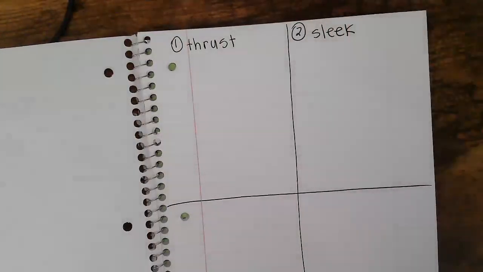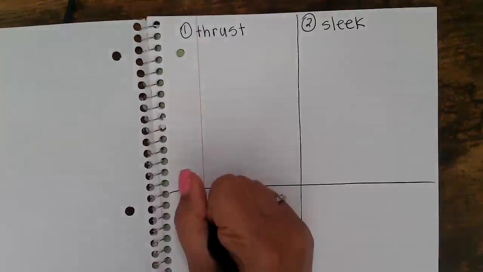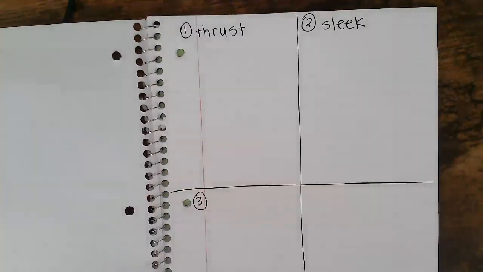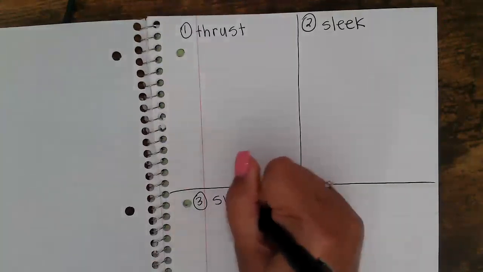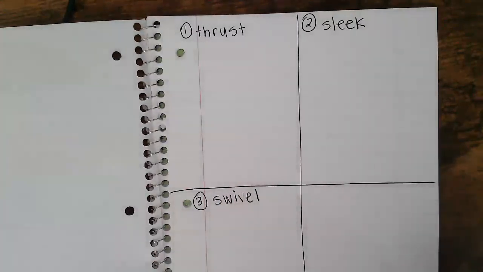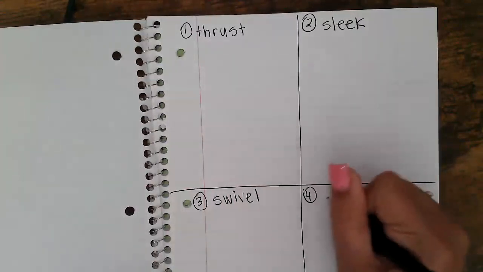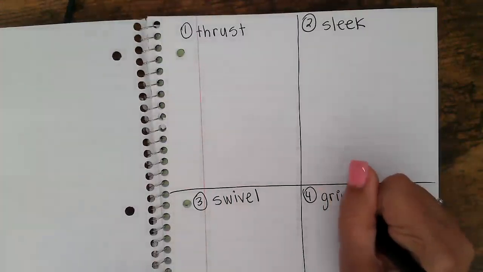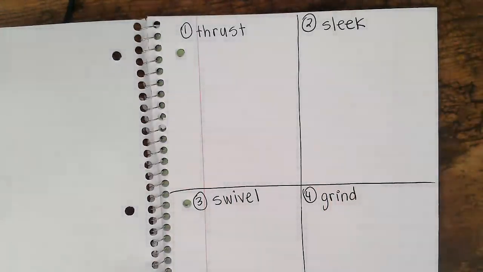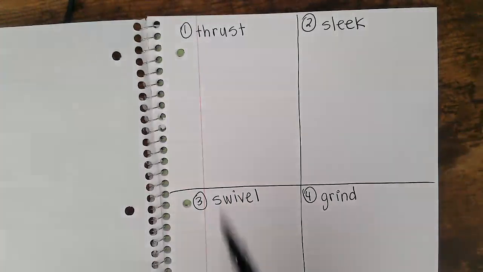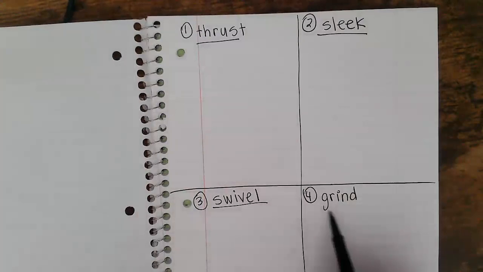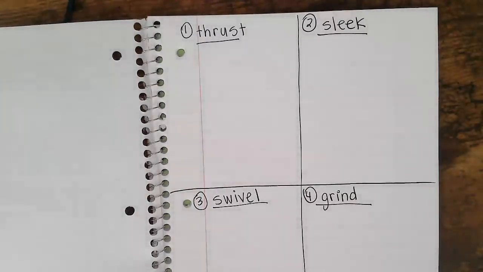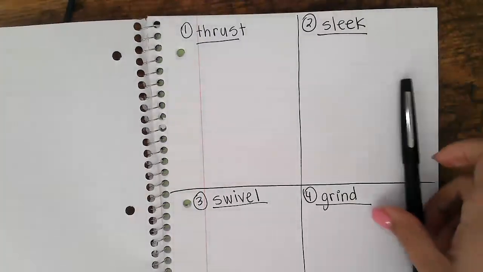Sleek. I want number 3. This is going to be for pictures. That's why there's some space. Swivel. I like that word. I'm in a swivel chair right now. It moves around. And number 4, grind. Thrust, sleek, swivel, grind. Excellent. So now I'm going to go ahead and I'm going to pause.